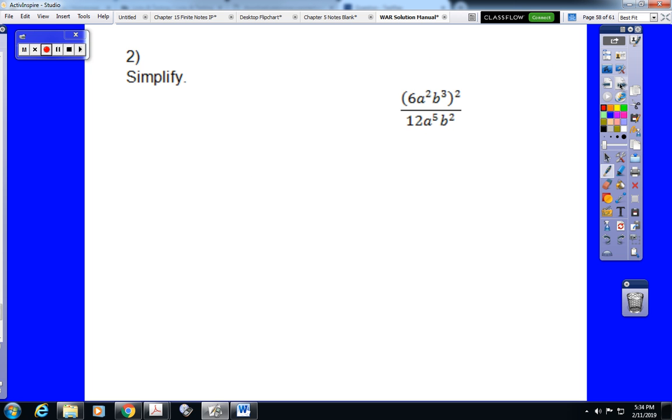Second problem on this final worksheet is a rather involved exponent rule problem. What we have to do first is deal with the numerator alone, so we're going to ignore the denominator. This is equivalent to 6 squared, which is 36, a to the 2 times 2, b to the 3 times 2, or 36, a to the 4th, b to the 6th, and then we would still have that over 12, a to the 5th, b squared.